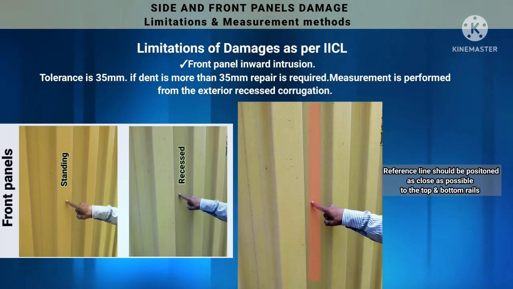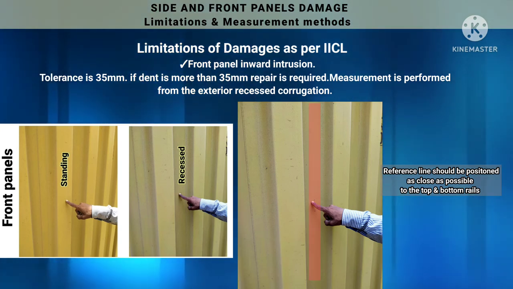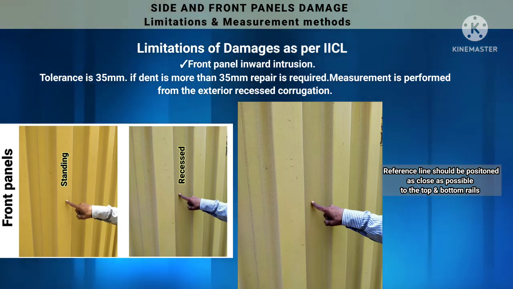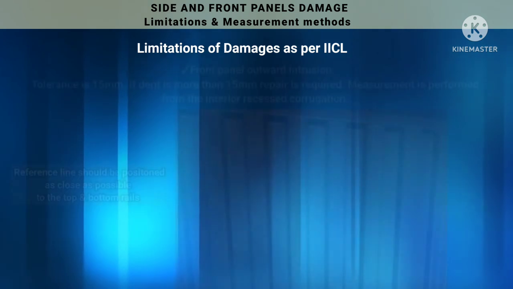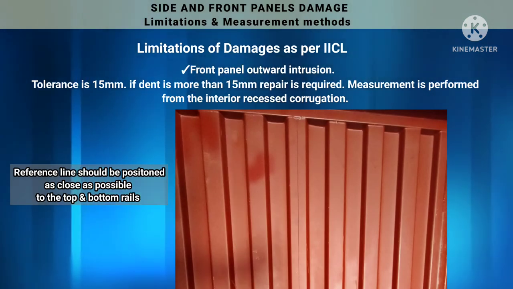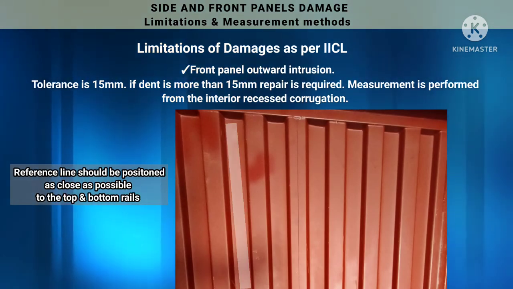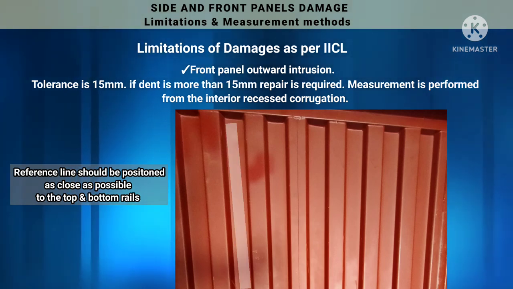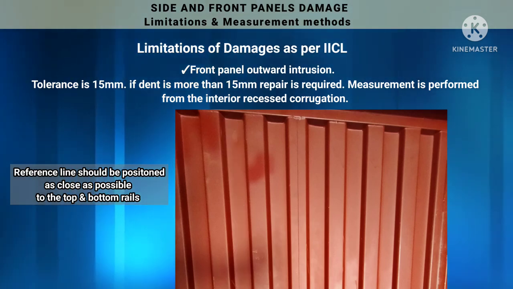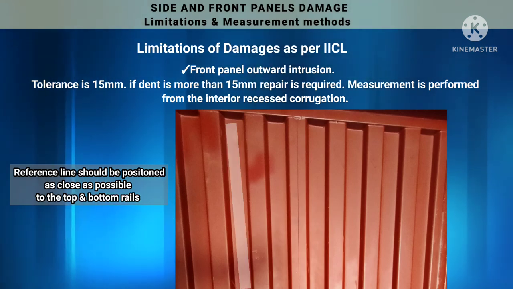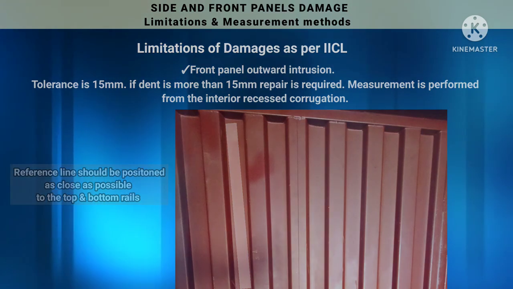Number 3. Front panel inward intrusion. Tolerance is 35 mm. If the dent is more than 35 mm, repair is required. Measurement is performed from the exterior recessed corrugation. Number 4. Front panel outward intrusion. Tolerance is 15 mm. If the dent is more than 15 mm, repair is required. Measurement is performed from the interior recessed corrugation.